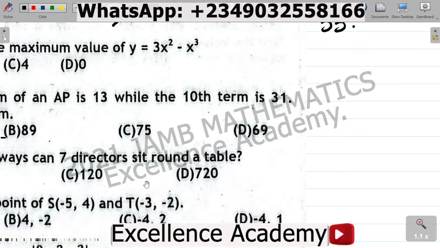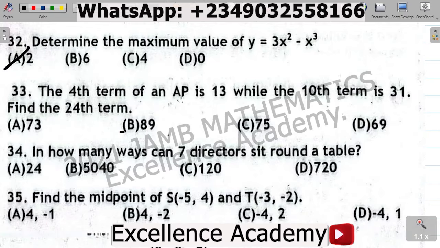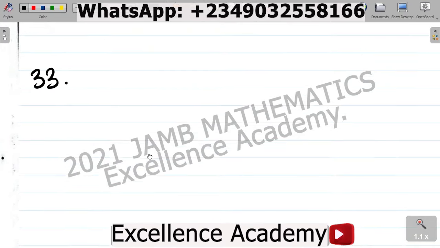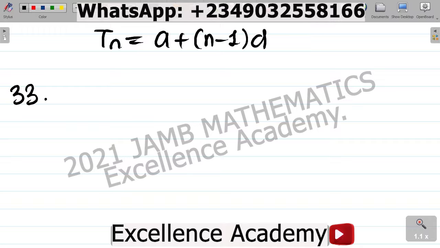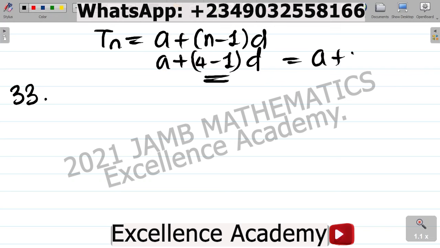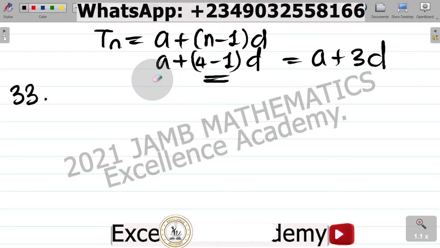All right, they said the fourth term of an AP is 13. Don't forget that the nth term of an AP, Tn, is equal to A plus n minus 1 d. This is how to get the nth term of an AP. So fourth term becomes A plus, n is 4, so 4 minus 1, then you have d. And that would give you A plus 4 minus 1 is 3d. In other words, the fourth term is A plus 3d.